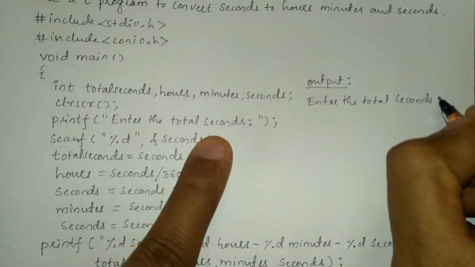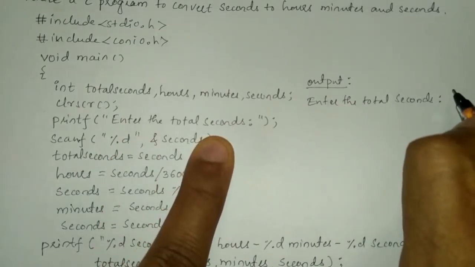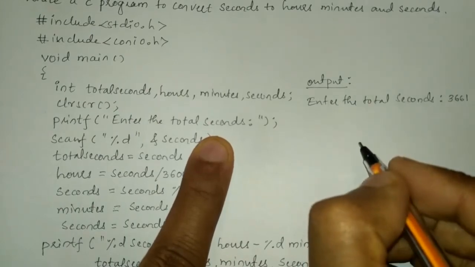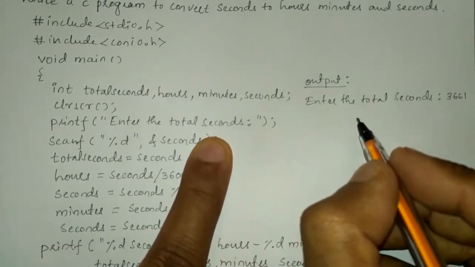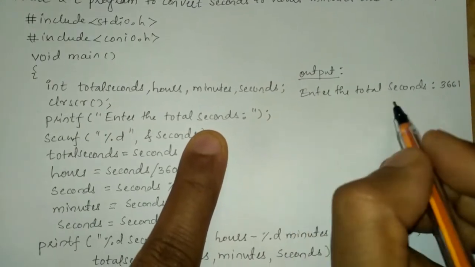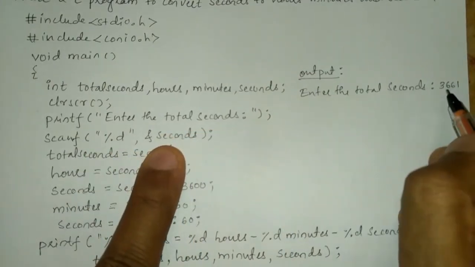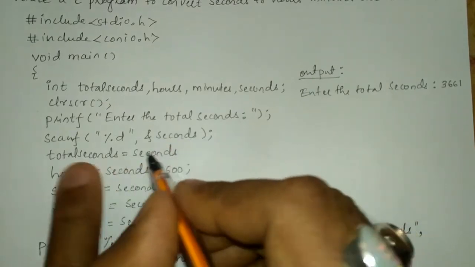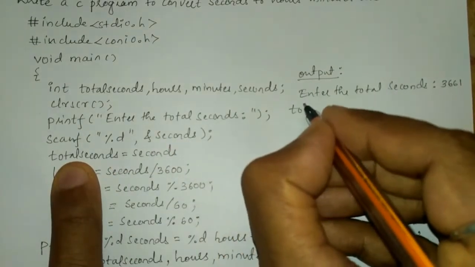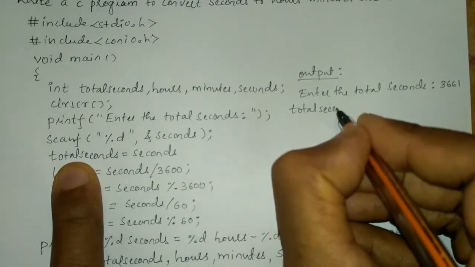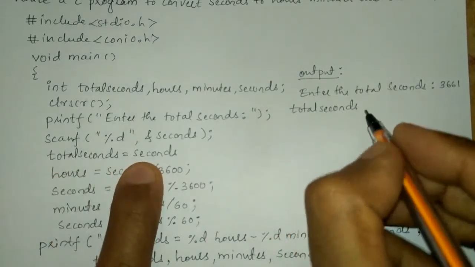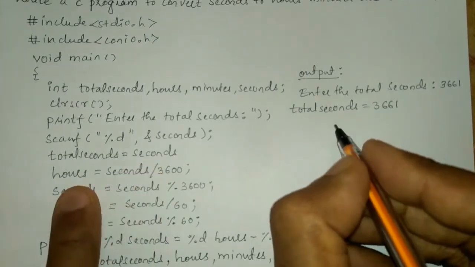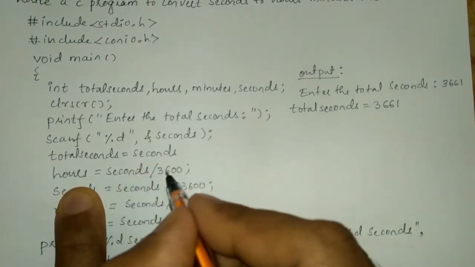So here what I'm going to do is enter the value 3661, just for example. If you want to change, you can change the values over here. Next, this value is stored in a variable called seconds. Now in turn, total second is equated with the value stored in seconds, that is 3661 only. Now we are going to execute this particular statement.